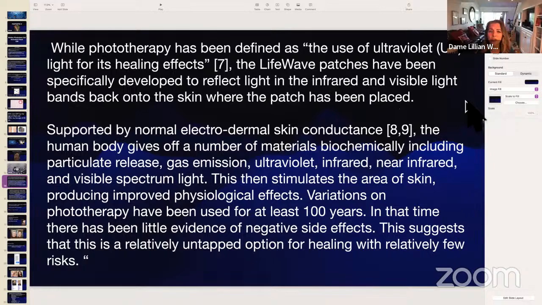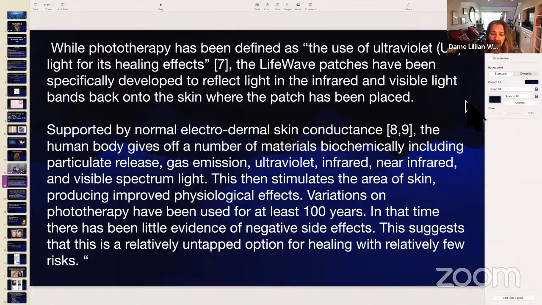Also, a little side note about phototherapy, because phototherapy has been defined as the use of ultraviolet light for healing effects. And the light wave patches have been specifically developed to reflect light in the infrared and visible light bands back onto the skin where the patch has been placed.